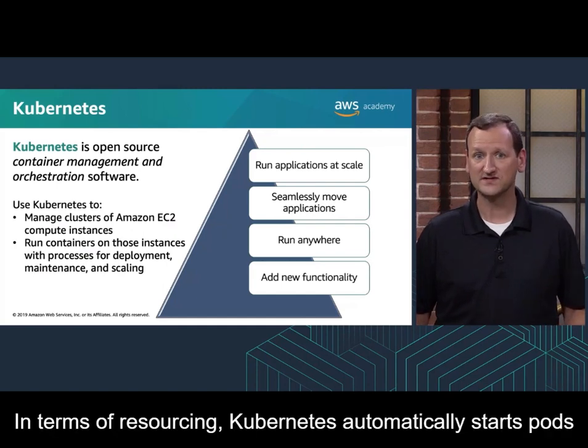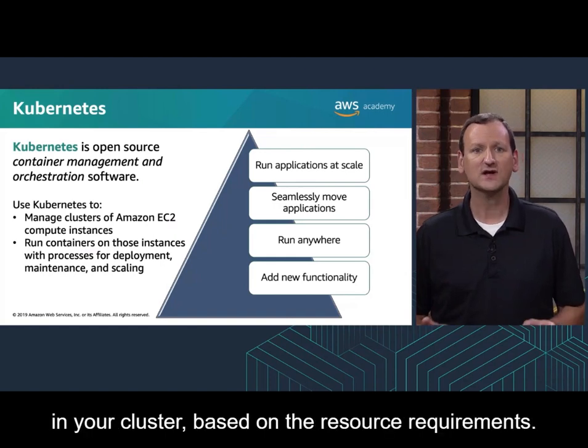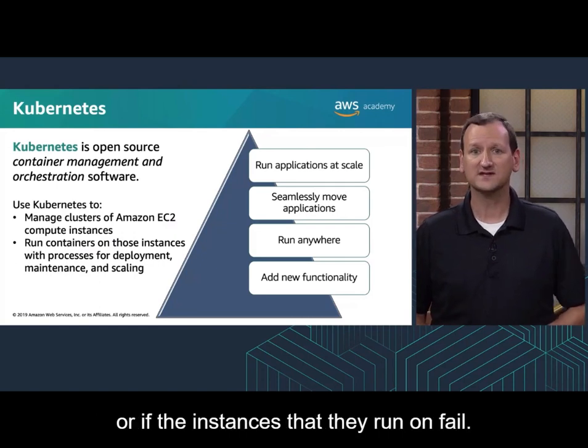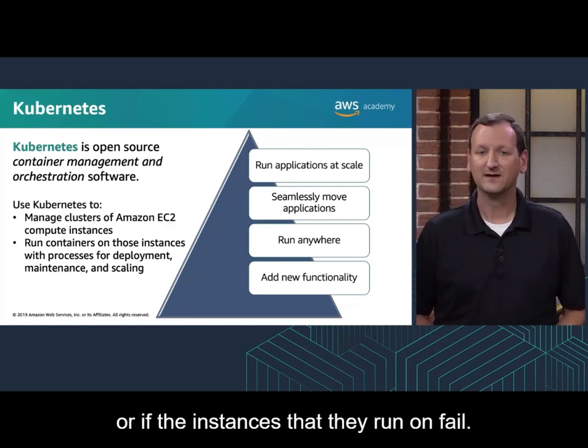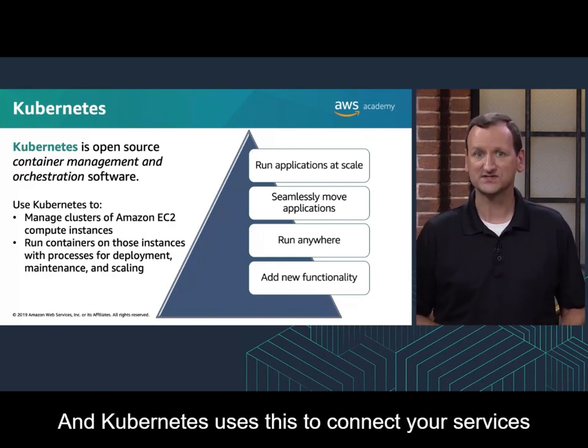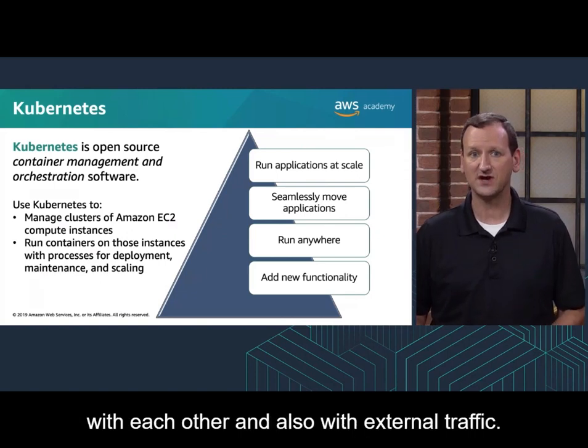In terms of resourcing, Kubernetes automatically starts pods in your cluster based on their resource requirements. It will automatically restart pods if they fail or if the instances that they run on fail. Each pod is given an IP address and a single DNS name, and Kubernetes uses this to connect your services with each other and also with external traffic.